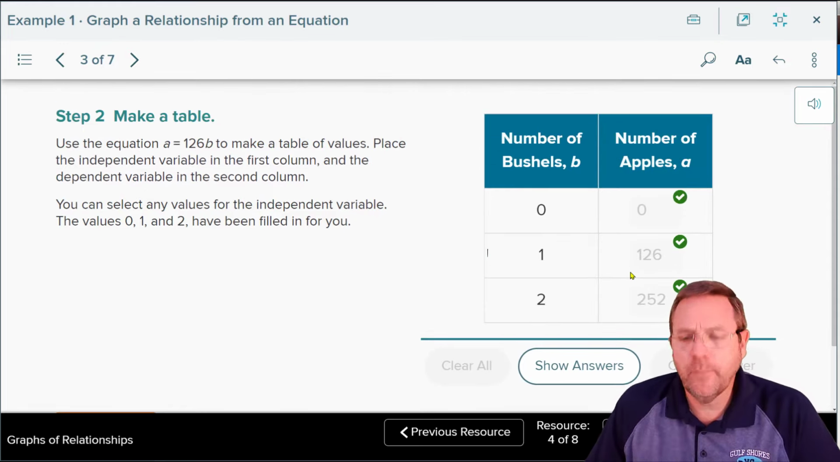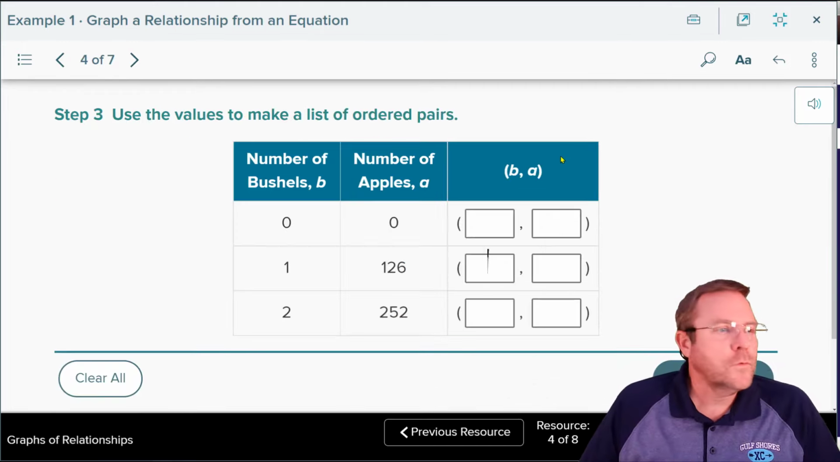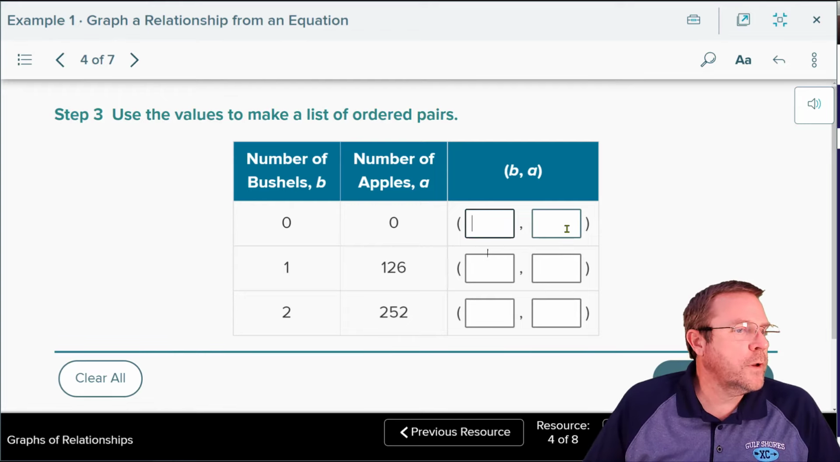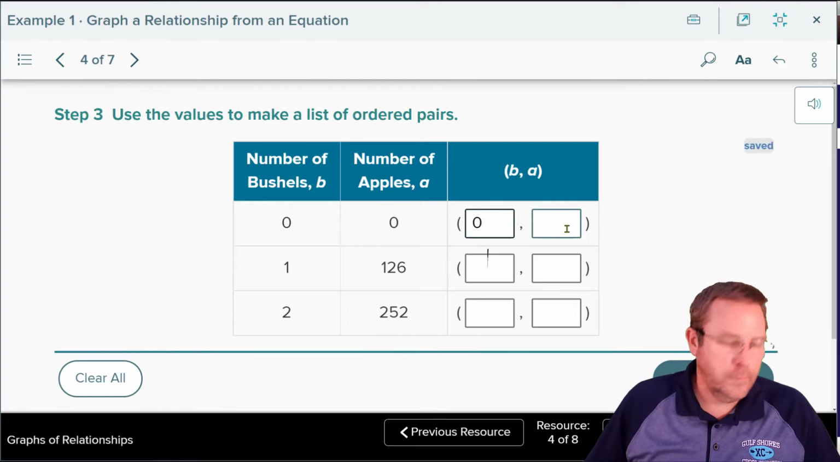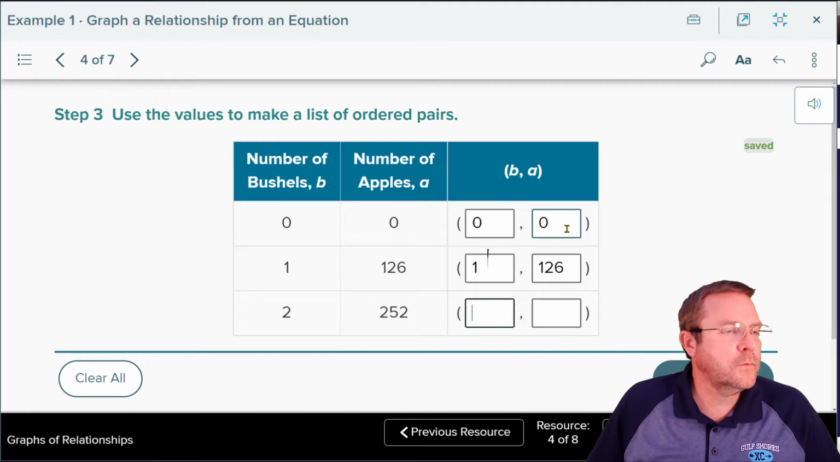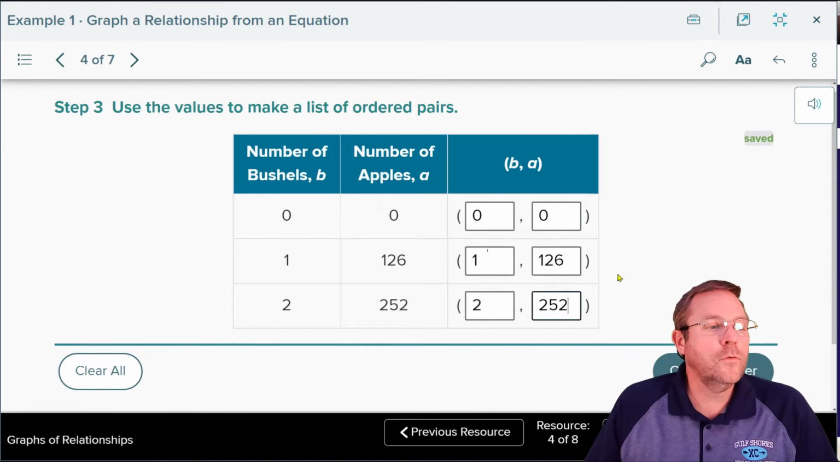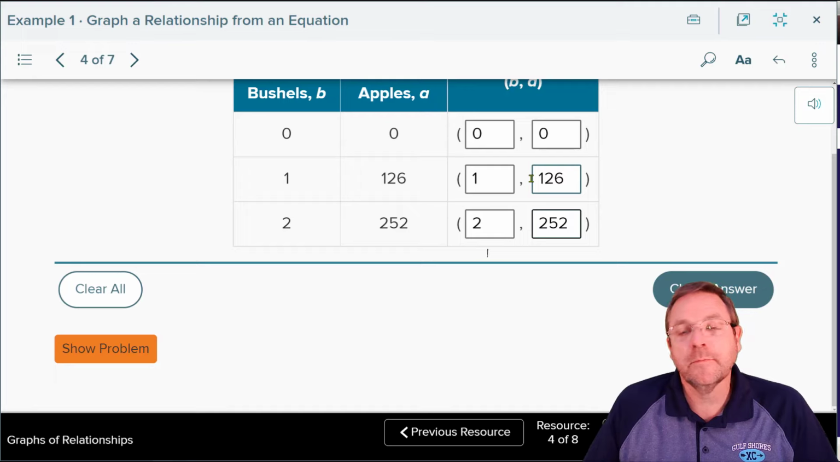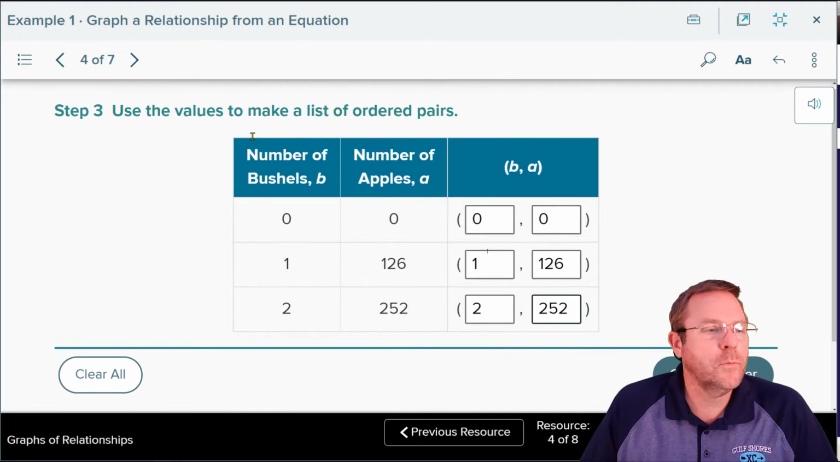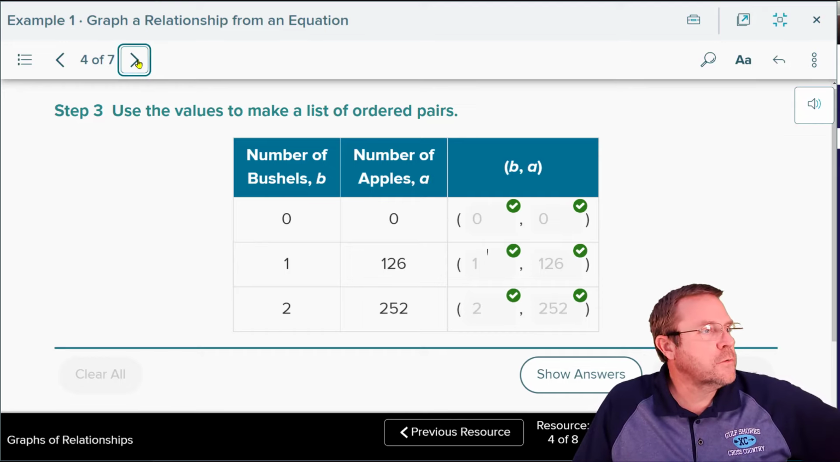After we make our table, then I'm thinking it's probably going to be time to select some ordered pairs. So to create our ordered pairs, the first ordered pair is going to be parentheses 0, comma, space 0. Your next ordered pair is going to be 1, comma, space 126. And your last ordered pair is going to be 2, comma, space 252. And of course, being ordered pairs, all of those have to be in parentheses, because that is what we call a clue in math that we're dealing with ordered pairs. Check your answers, and it all checks correct.